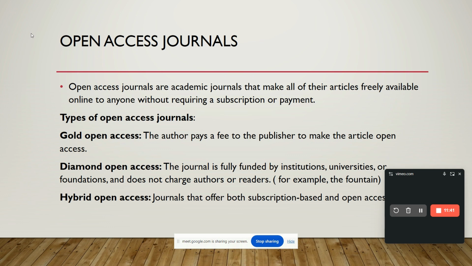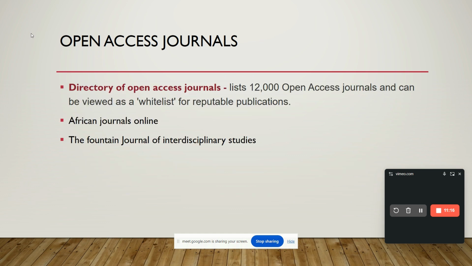And then we have hybrid journals that offer both subscription-based and open access. For example, we have JSTOR. It's closed access, but it also houses some articles that are open access. So it will have some articles that you need to pay to access, and then it will also have some open access articles. So examples, there is the Directory of Open Access Journals.